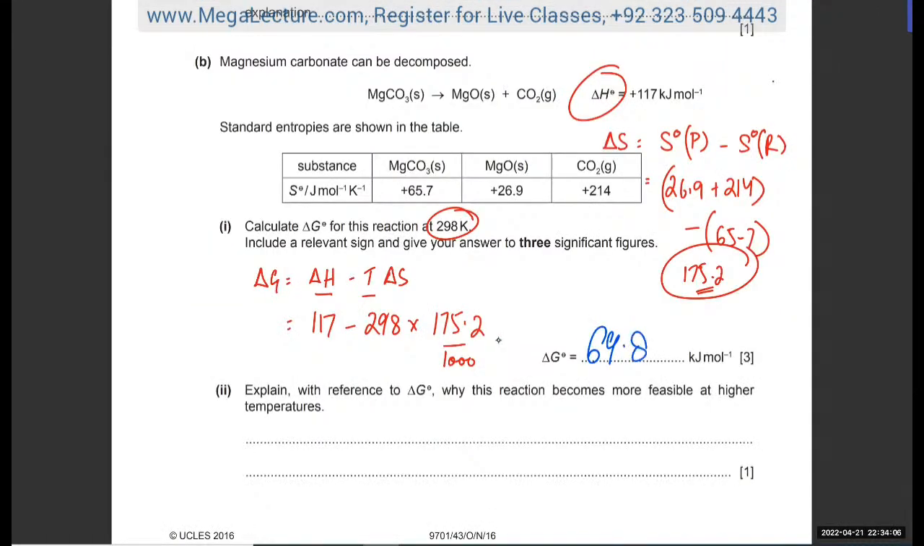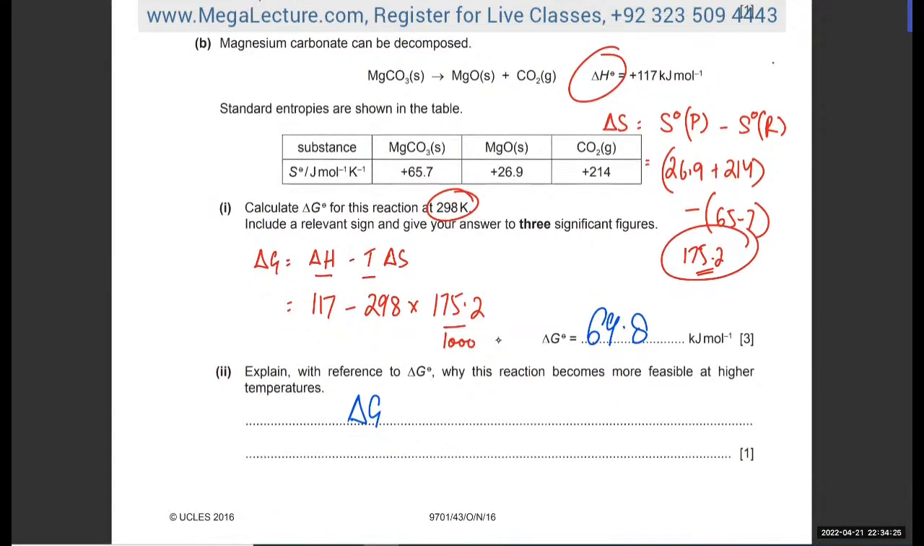So next, explain with reference to delta G why this reaction becomes more feasible. For a feasible reaction, what should the delta G value be? It should be negative, releasing energy. So delta G gives free energy, so it should be negative. If you want to make it negative, that means delta H minus T delta S must come out to be negative. Now delta H is positive. That's endothermic.